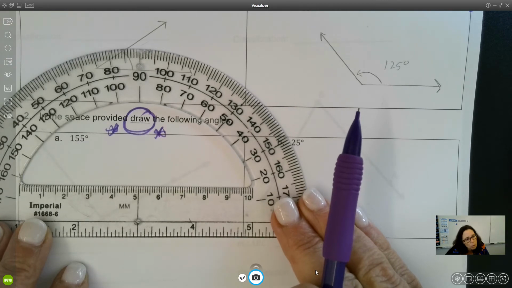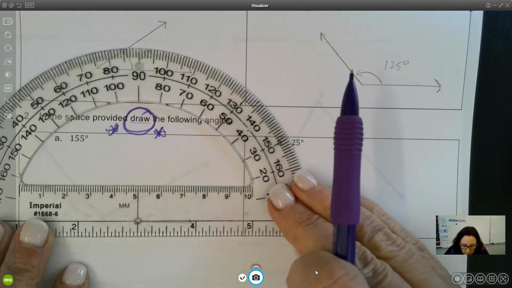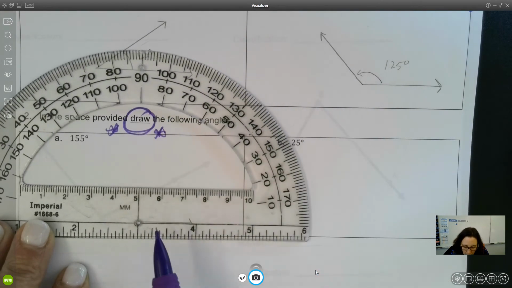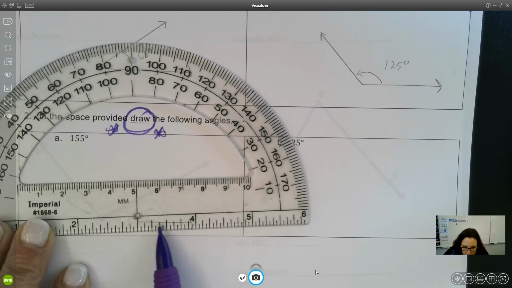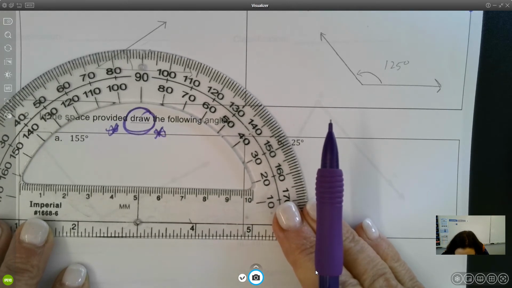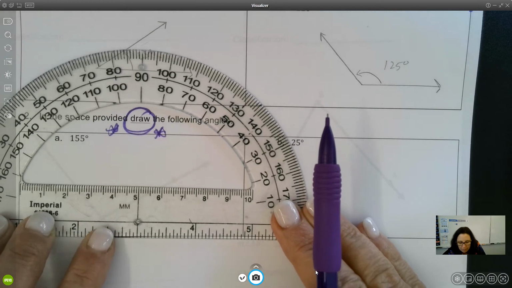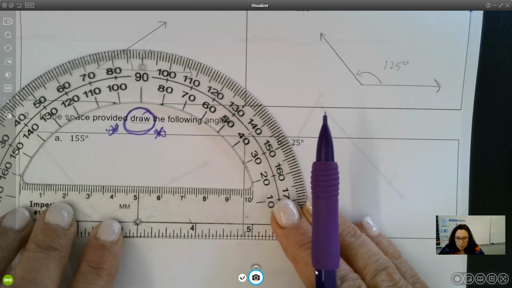You might not have a hole in your protractor, but you'll have some sort of a marking to line it up on. Now, notice that this black line here needs to be right through this arrow that's in pencil. So step 2 is done. I have lined up my protractor with the vertex. Now I'm going to find the appropriate measure on the protractor.